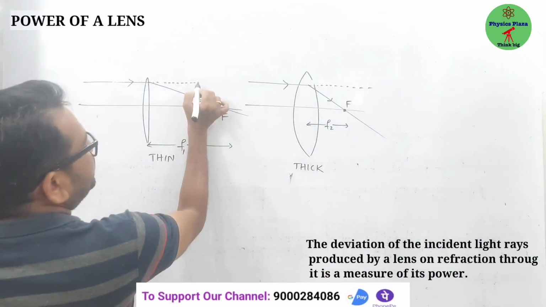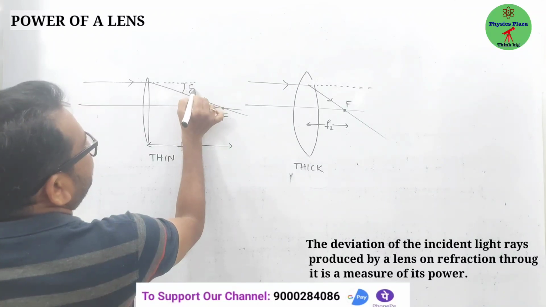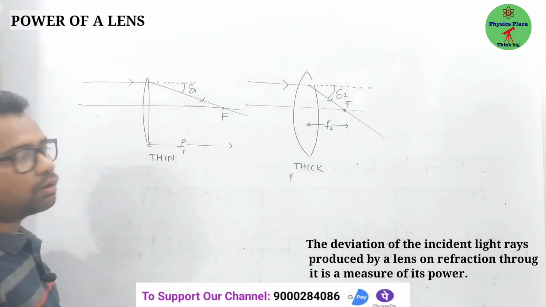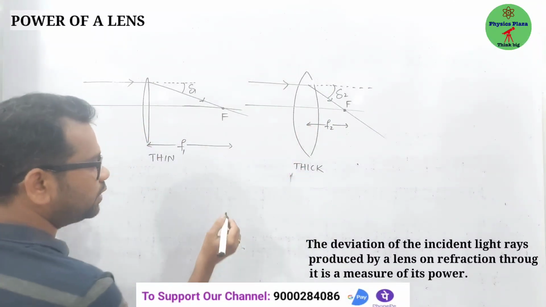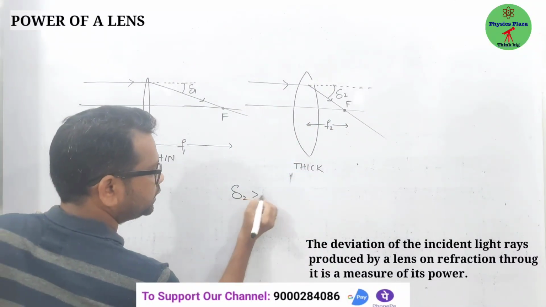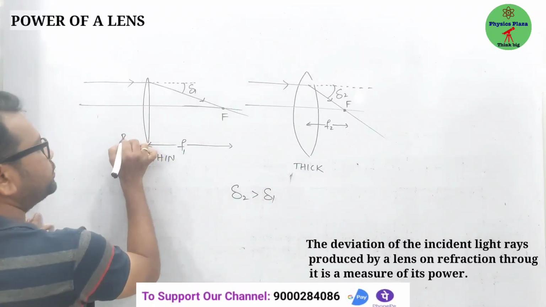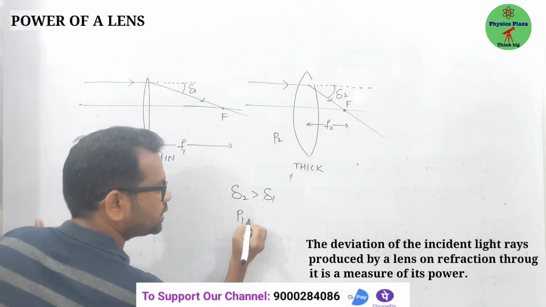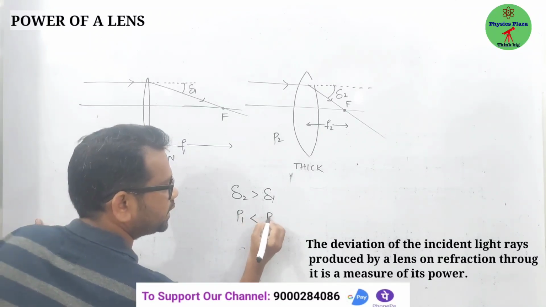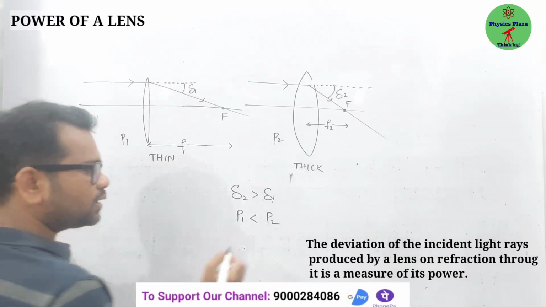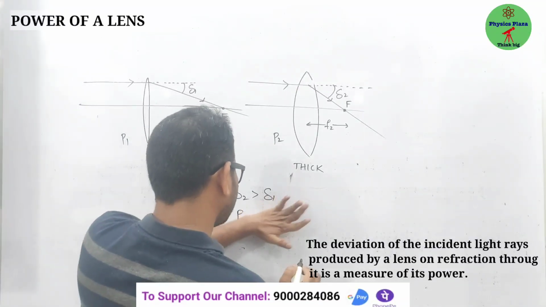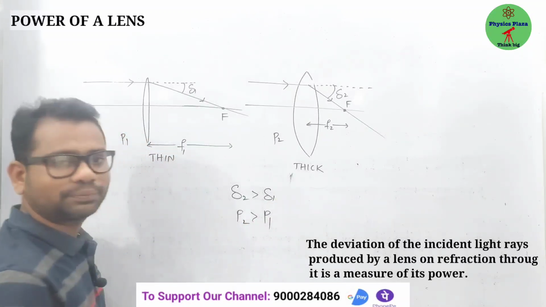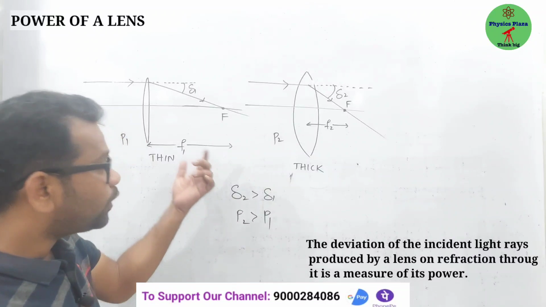Now here, look. In the first case the deviation is delta 1, and here the deviation is delta 2. In which case is the deviation more? Obviously the second case. So, very clear, delta 2 is greater than delta 1. Let P1 be the power of this lens and P2 the power of this lens. So the power of the first lens is less than the power of the second lens. P2 is greater than P1. Is it clear?